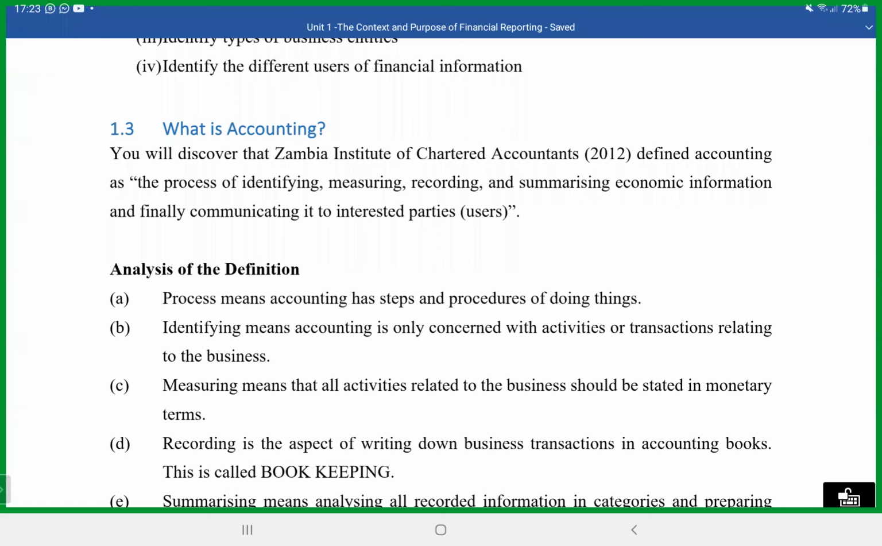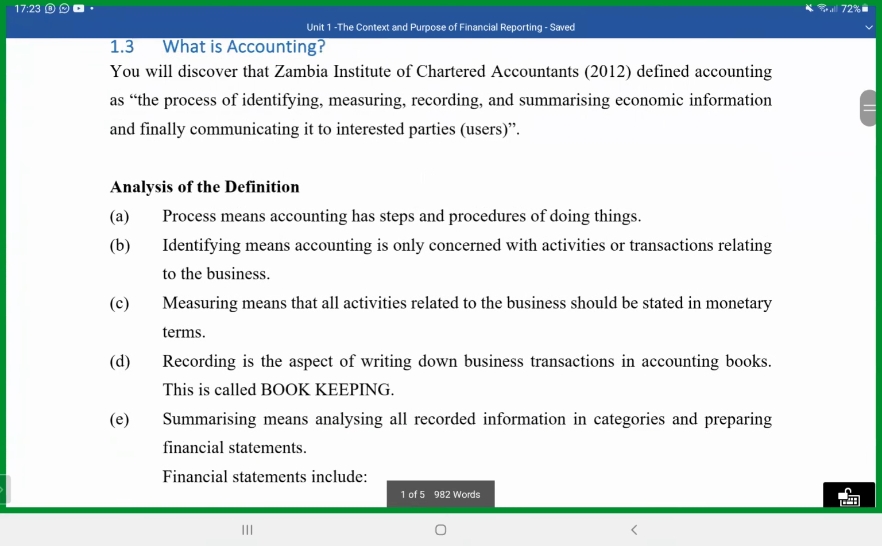So they defined accounting as the process of identifying. After you have identified, you have to measure and you have to record, summarize. What are you summarizing? Economic information. And then you don't just end on doing this. You have to communicate it to the users, the people who are interested in that particular economic information. Is that clear? Yes, it is clear.